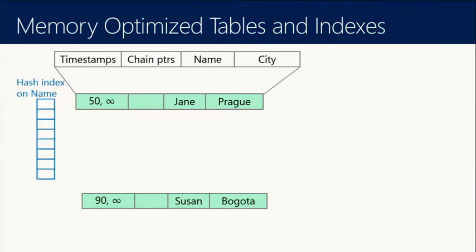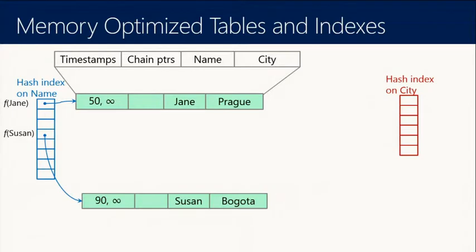Now to access these rows, if I have just these rows, I cannot access them. So in fact, I always need to have an index. Every memory optimized table needs to have an index in order to be able to access the rows in the table, because, like I said, they're not organized in any other structure. So I have here a hash index on name. As we saw, Jane is mapped to the first slot. Susan is mapped to the 4th slot. These slots are memory pointers which point to the individual rows. This one points to the row Jane Prague. This one points to the row Susan Bogota.